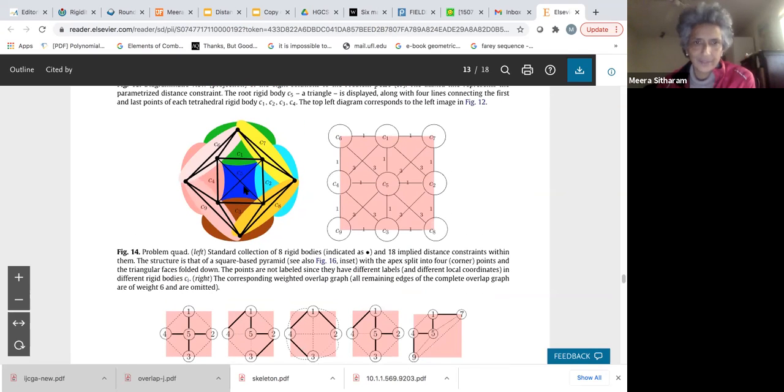There's yet another example here, which is a tetrahedron in the middle. As you can see, there are a whole bunch of rigid bodies that you can see here. It's a whole bunch of triangles. There's a tetrahedron in the middle, triangle, triangle, triangle, triangle.